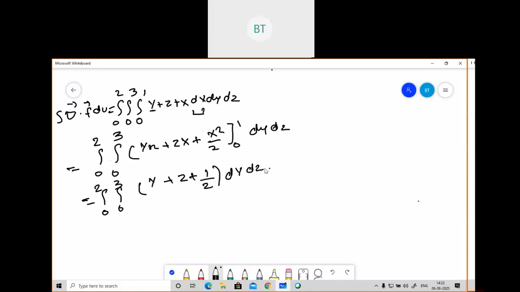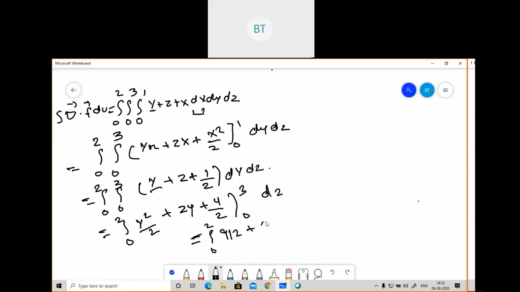So that term is calculated. This term is over. Now I will integrate with respect to y. So I need to integrate this value from 0 to 3. I'll put the value of y there. It will become y square by 2 plus zy plus y by 2, and I'll put the limit from 0 to 3, dz. After putting the limit, what I will get here? 0 to 2, (9 by 2 plus 3z plus 3 by 2) dz. So this is what we are getting.